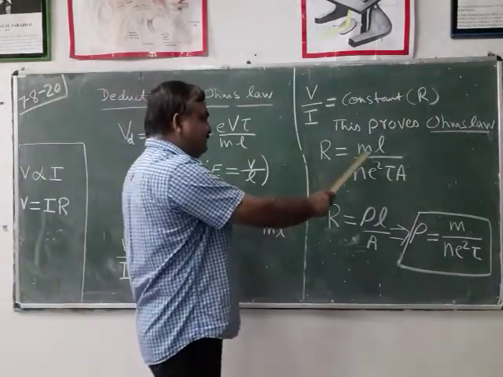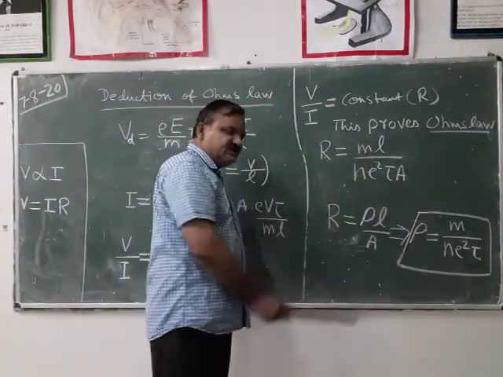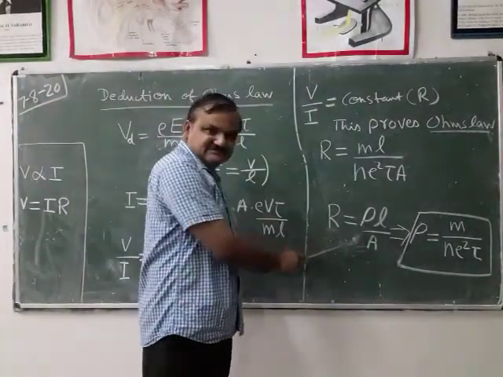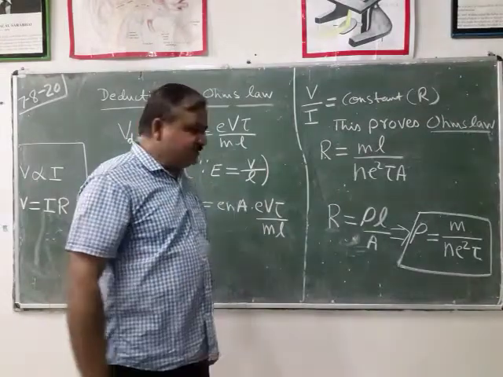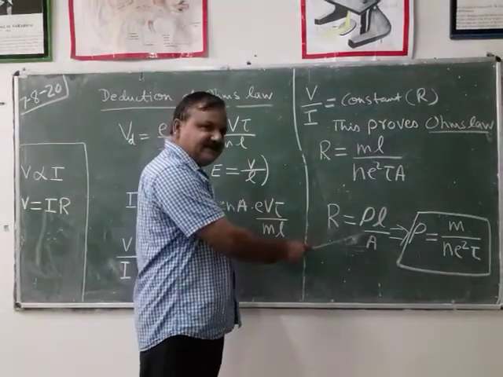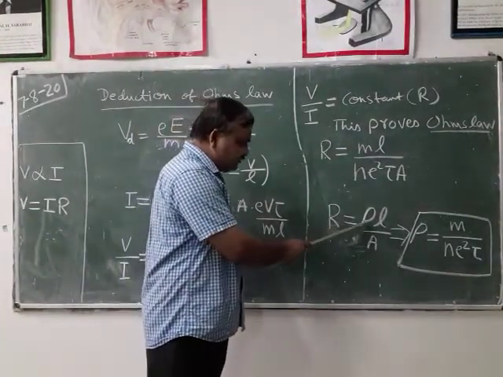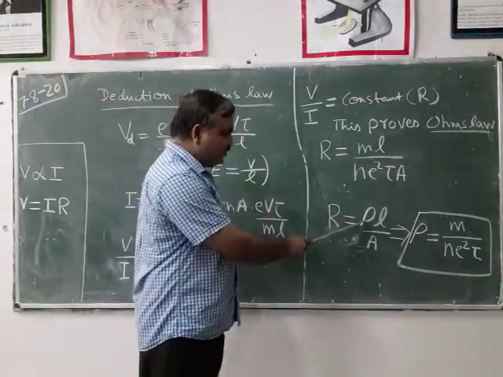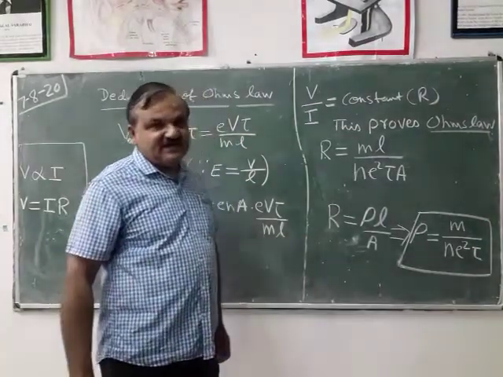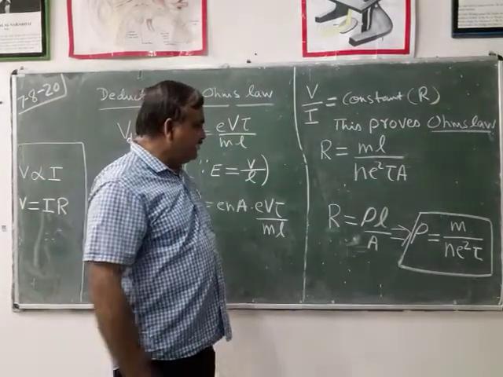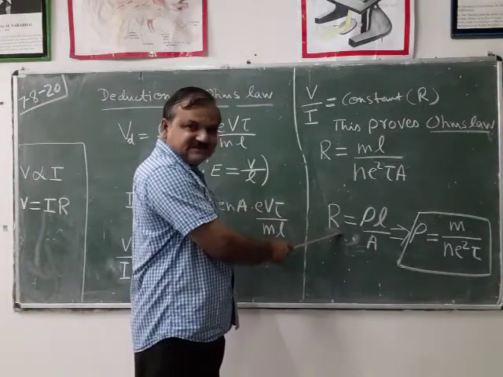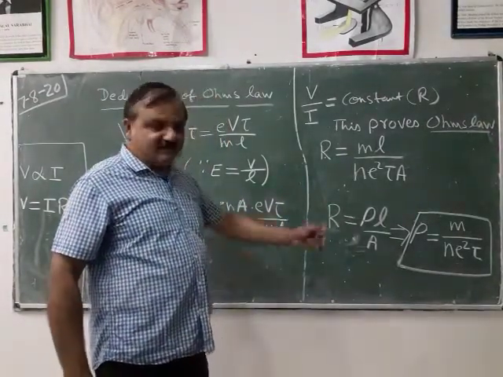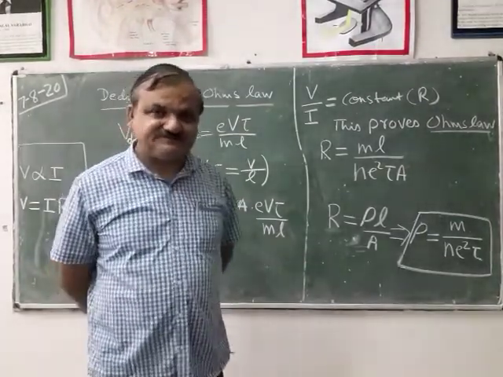R = mL/(n e² tau A). Now you know the relationship between resistance and resistivity: R = rho L/A, where rho is the resistivity of the conductor. So by comparing these two, we get rho = m/(n e² tau).